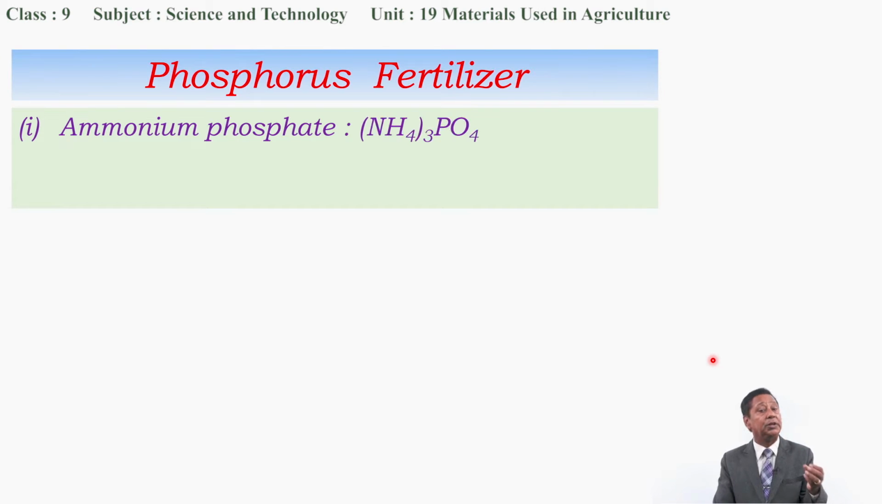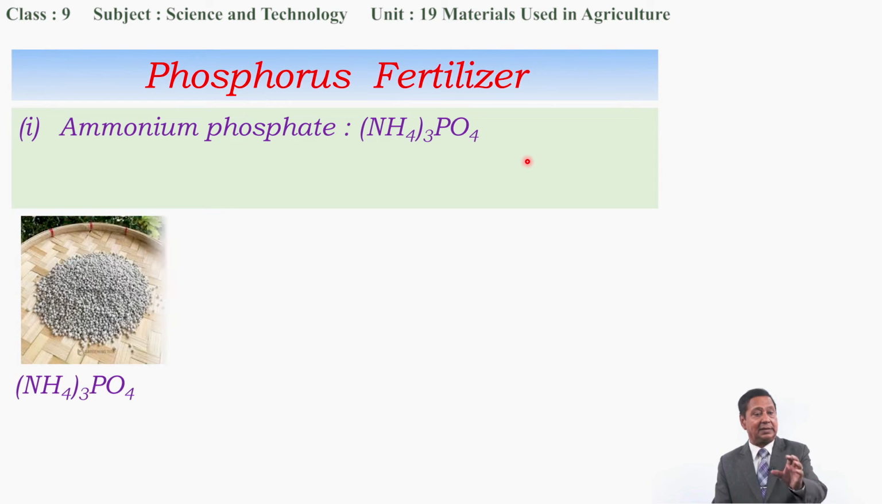First, ammonium phosphate. Looking at this, we can write its molecular formula also. Ammonium is NH4, phosphate is PO4, and ammonium valency is 1, which we don't have to transfer to phosphate, but phosphate valency is 3. It is exchanged to this ammonium, (NH4)3PO4. This ammonium phosphate appears like this. This is the appearance of ammonium phosphate. Now let's go to another one.